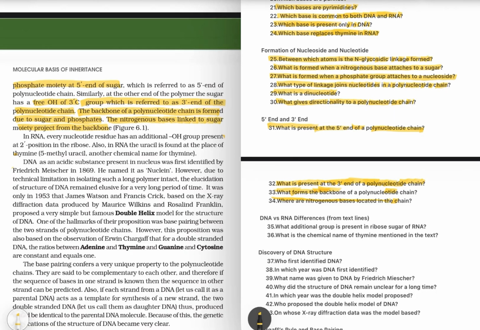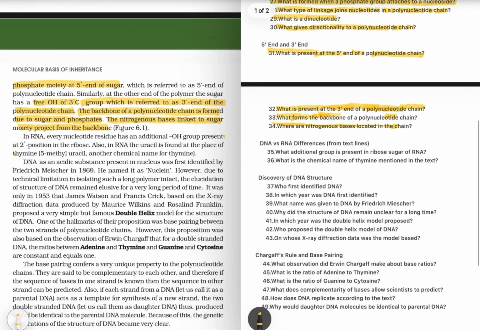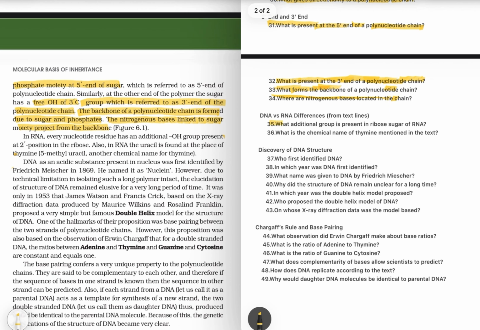DNA versus RNA differences. What additional group is present in the ribose sugar of RNA? In RNA, every nucleotide residue has an additional OH group present at the second position of the ribose. What is the chemical name of thymine mentioned in the textbook? The chemical name of thymine is 5-methyl-uracil.